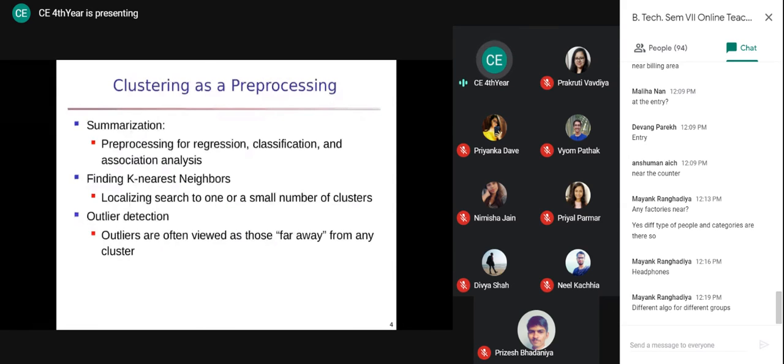Next is finding the k nearest neighbor, which means one application of this is localizing your search to a small number of clusters.